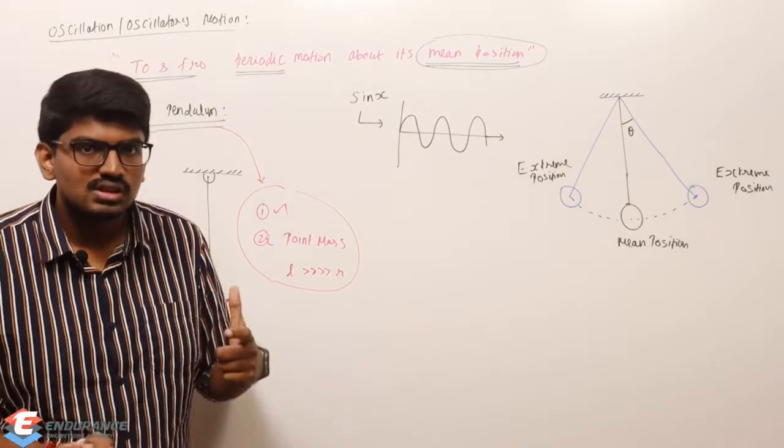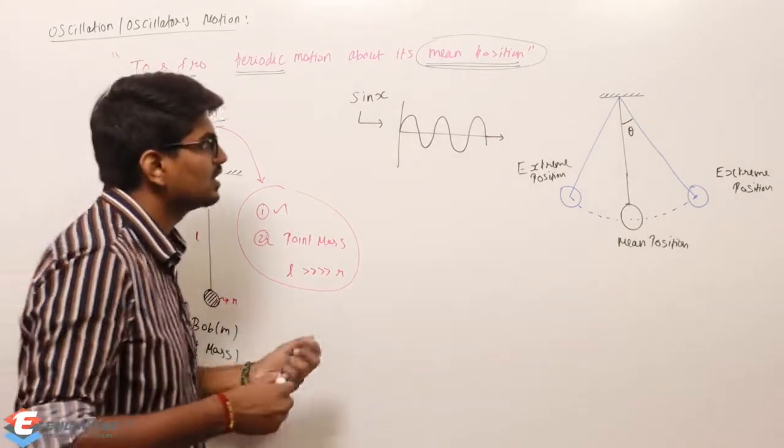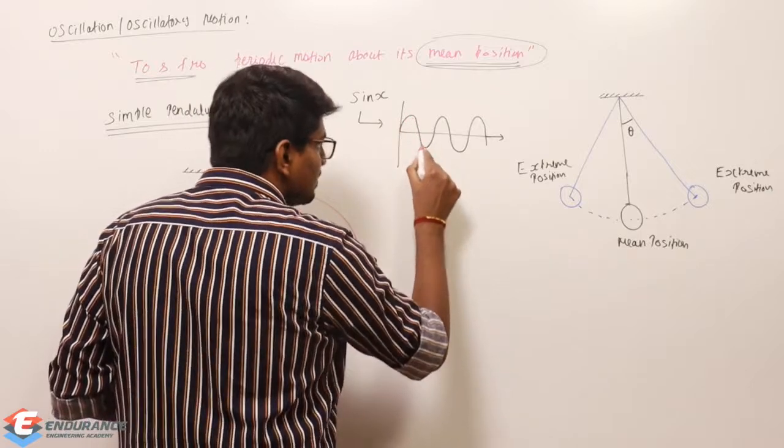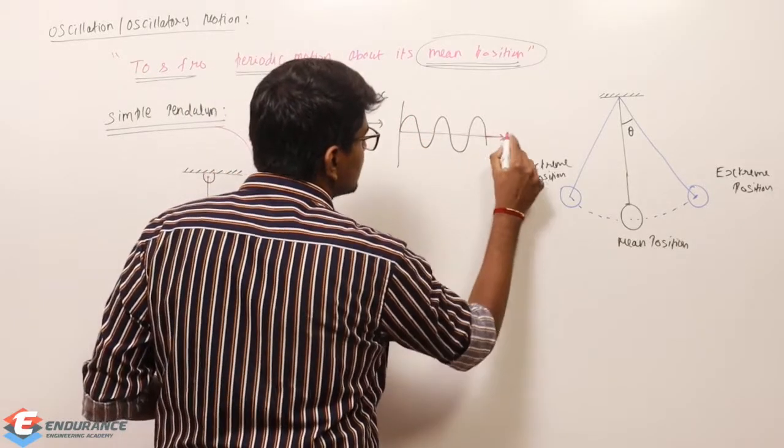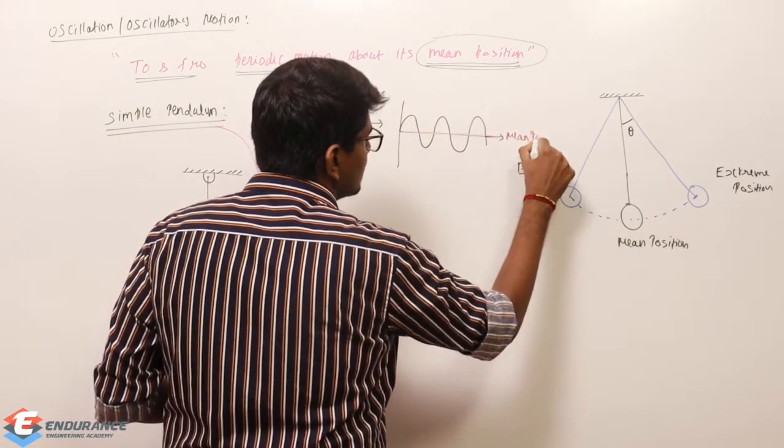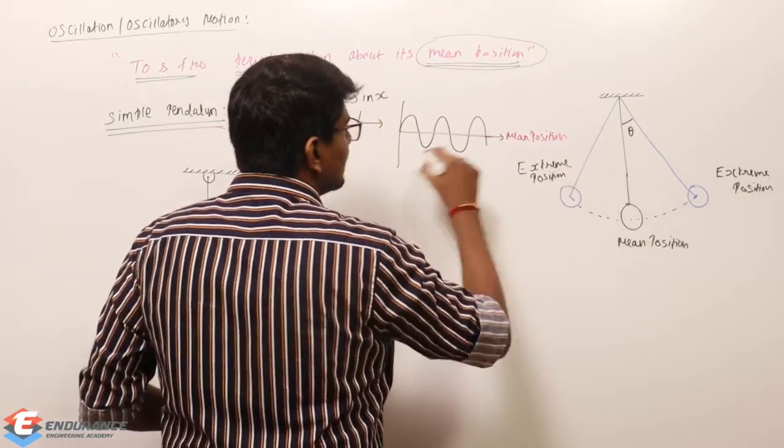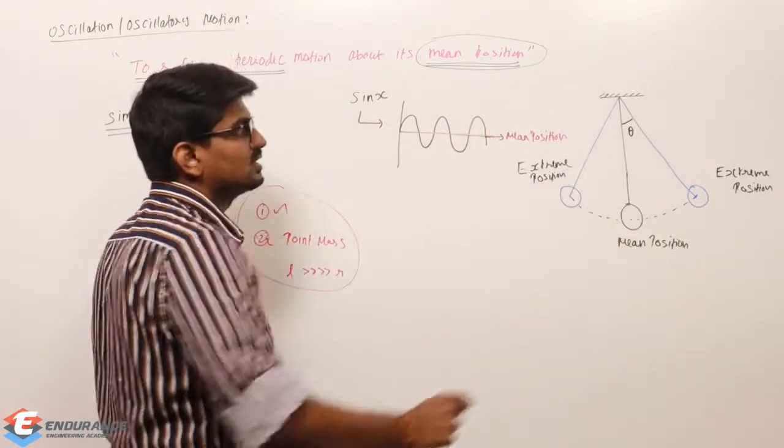Is it oscillatory? Is it oscillatory motion? Of course, it is oscillatory. Why? Because you could see that it is repeating about its mean position. This is my mean position, right? So about its mean position, it was repeating. So that is why it is oscillatory.